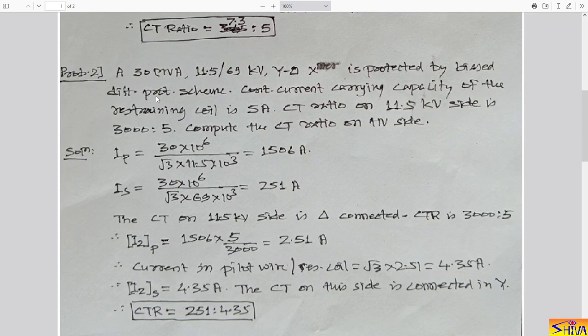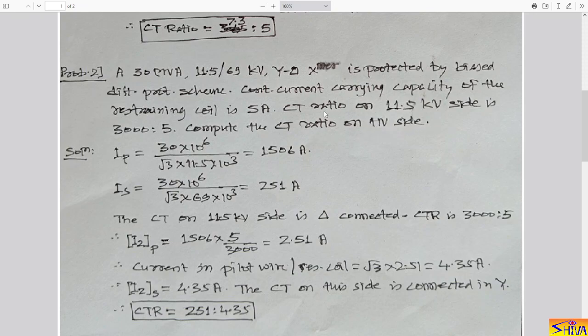Second numerical: a 30 MVA, 11.5 by 69 kV star-delta transformer is protected by a biased differential protection scheme. The continuous current carrying capacity of the restraining coil, that is of the pilot wire, is 5 ampere. The CT ratio on the 11.5 kV side is 3000 by 5. Compute the CT ratio on the HV side.